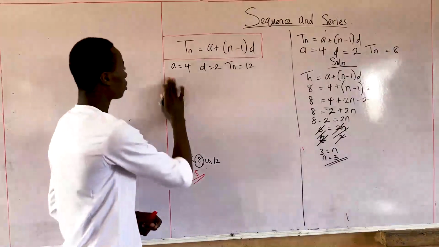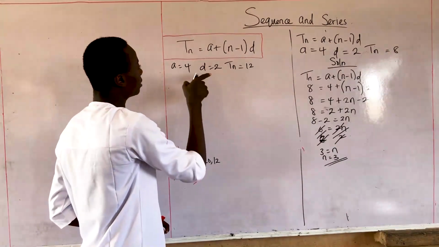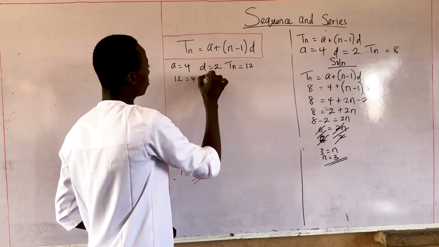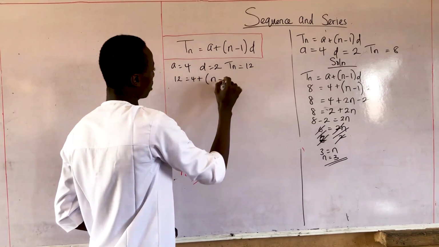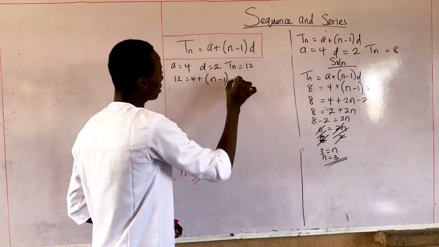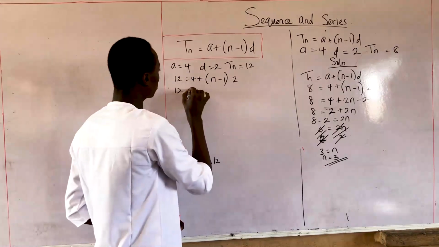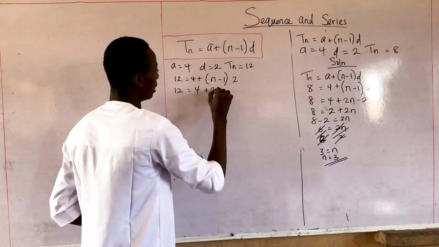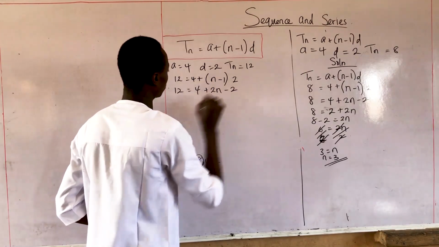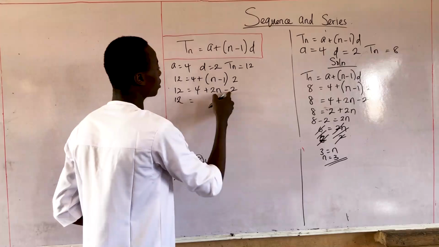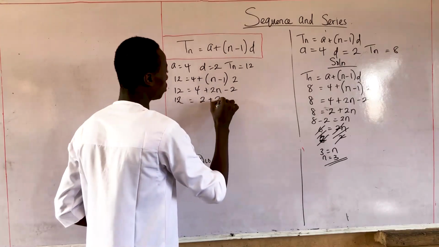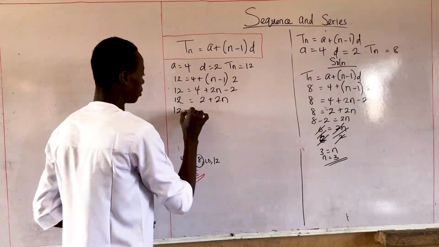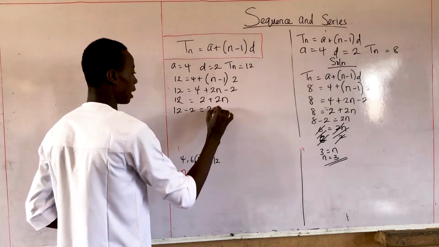Hope you get it. So from here we have Tn, which is 12, is equal to 4 plus open bracket n minus 1, we are looking for n, close bracket. What is our d? 2. 12 is equal to 4 plus, 2 times n is 2n, 2 times minus 1 is minus 2. 12 is equal to 4 minus 2, which is what? 2, plus 2n, right?